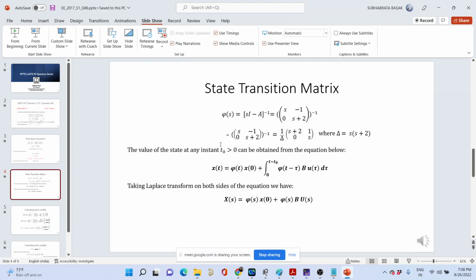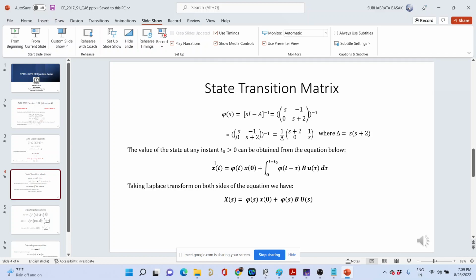Now to find the value of the state at any instant t0 greater than 0, it is given by x(t) equal to phi(t) x0 plus the integral from 0 to t0 of phi(t minus tau) B u(tau) d tau. This term looks very familiar. It looks like convolution, right? This is nothing but the convolution of phi and u. In the s domain the convolution becomes multiplication, so the mathematical rigor will go away. So let us move to the Laplace domain by applying the Laplace transform on either side.